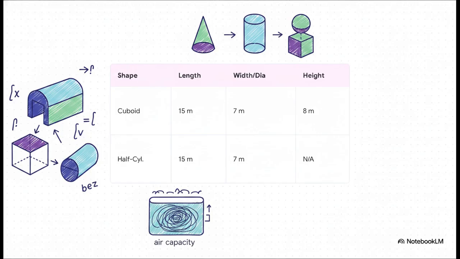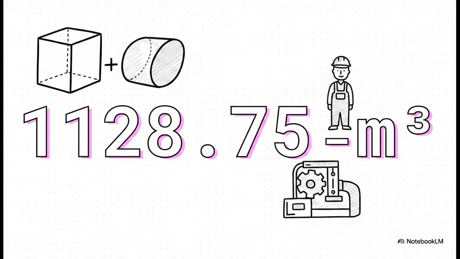To find the total air capacity of this building, we just calculate both volumes entirely independently. We find the volume of the cuboid just by multiplying length, breadth, and height. Then we find the volume of a full cylinder and simply divide it by 2. Adding those two distinct volumes together gives us a total air capacity of 1,128.75 cubic meters. That's enough space to fill a fairly massive swimming pool. And there are 0 hidden faces to worry about here.